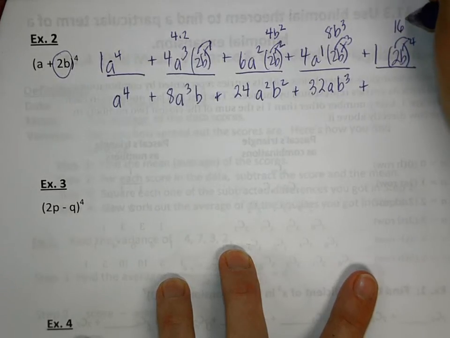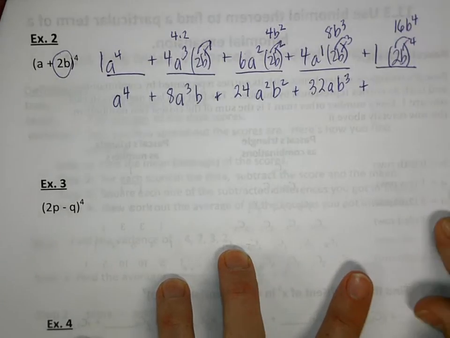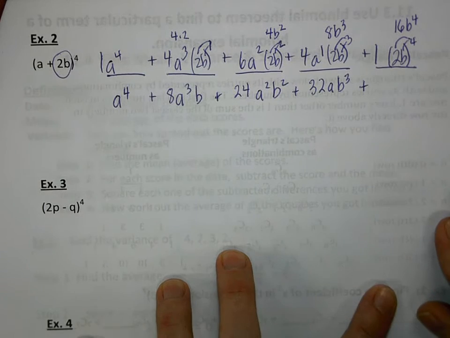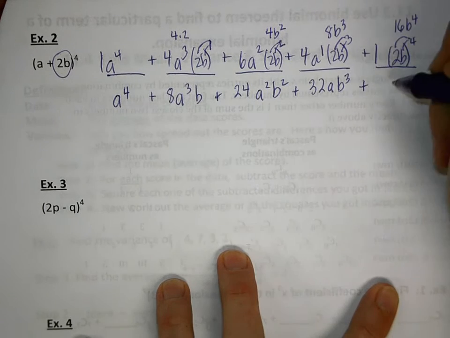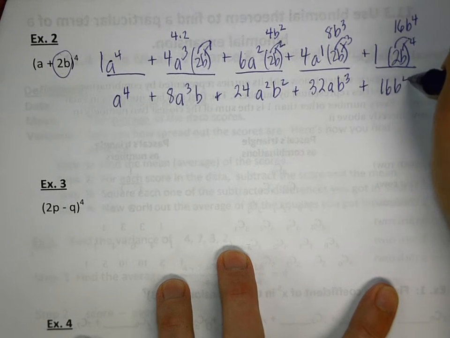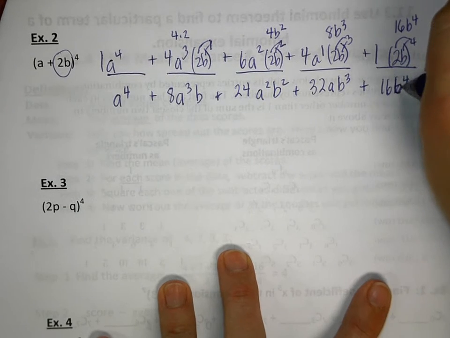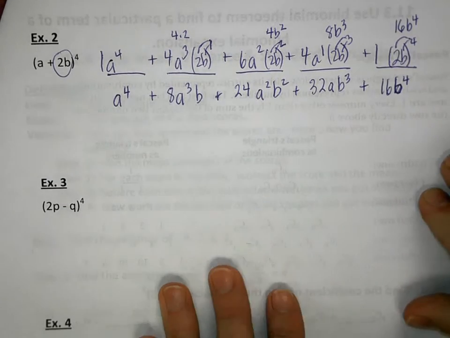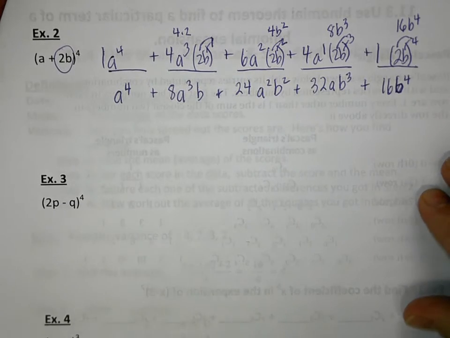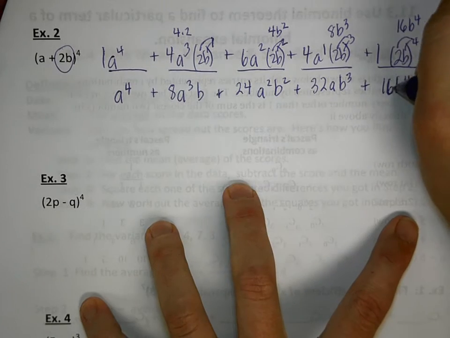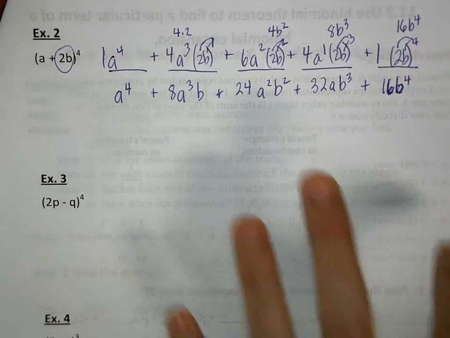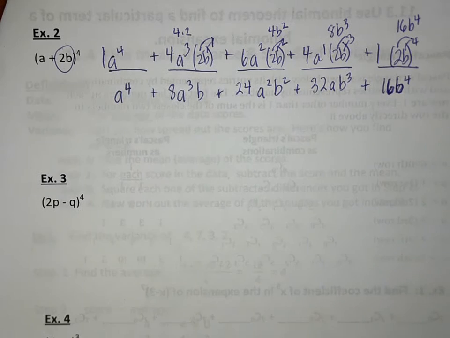16, and then B to the 4th. And 16B to the 4th times 1 is just 16B to the 4th. And my 6's and my B's do not look that different. Okay. That's supposed to be a 6. 16B to the 4th. Okay.